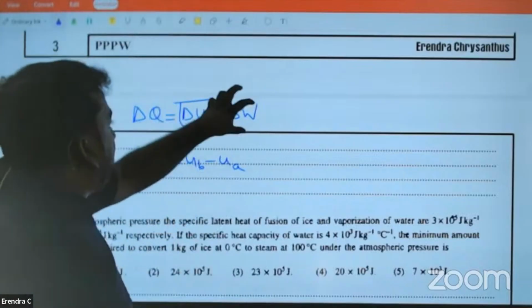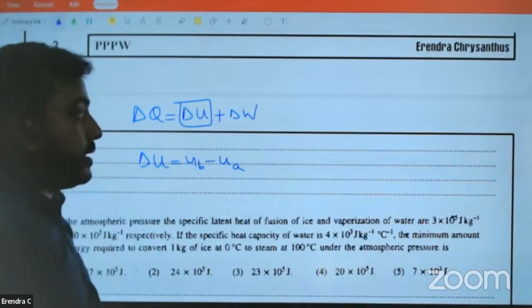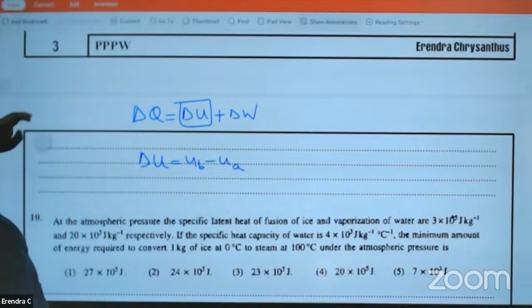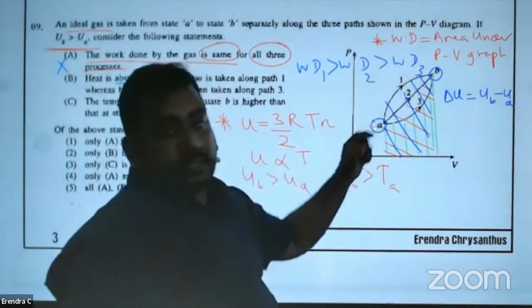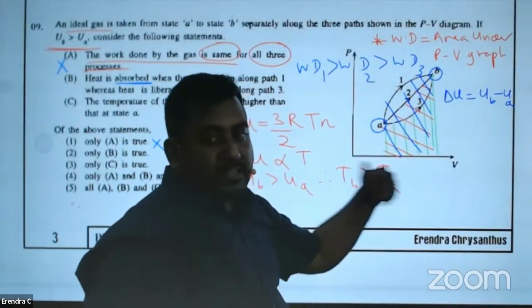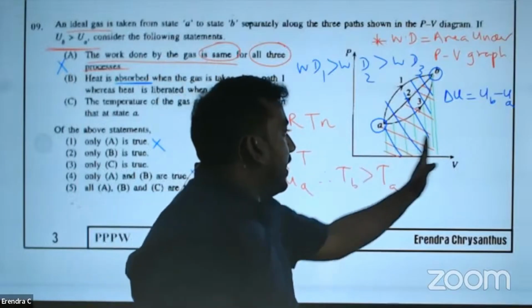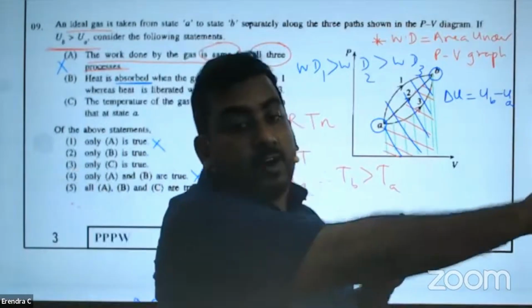So what is your delta Q depending on? Delta Q is depending on delta W. Right. Now look at this. Here expansion. Volume is increasing. Second one was expansion. Volume is increasing. Third one was expansion. Volume is increasing. Volume increasing means work is being pushed out.